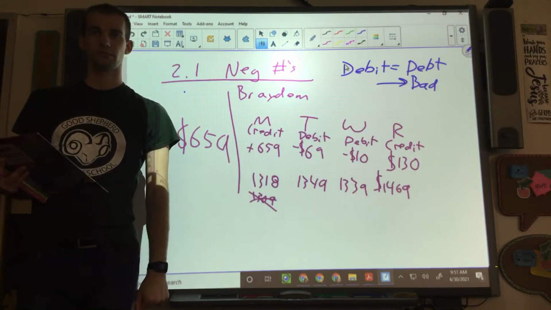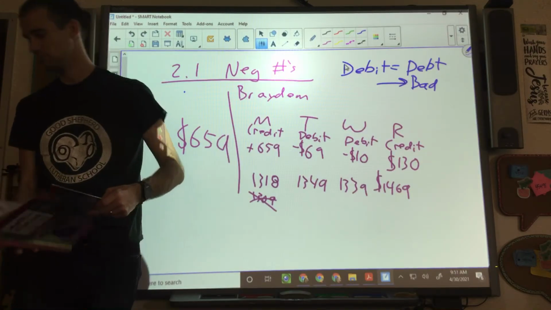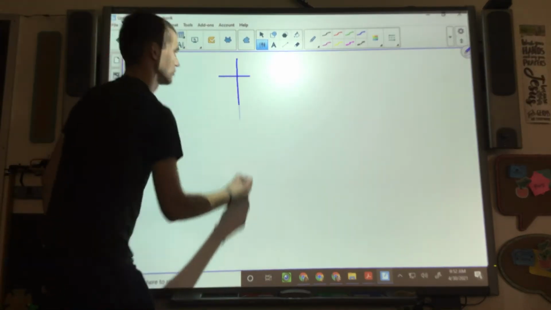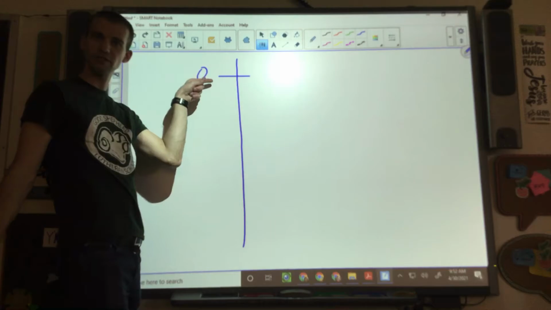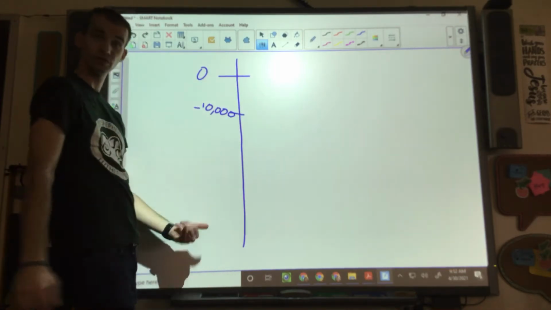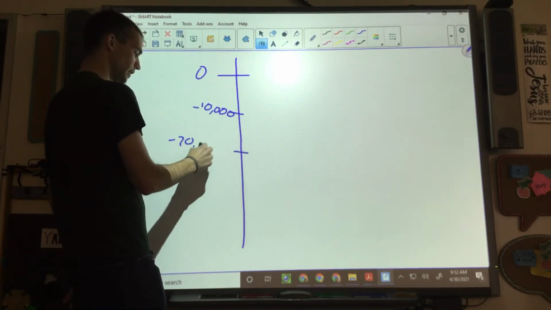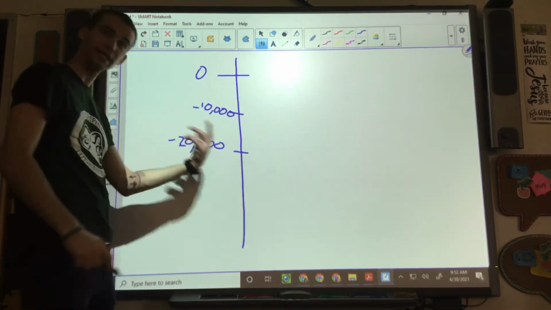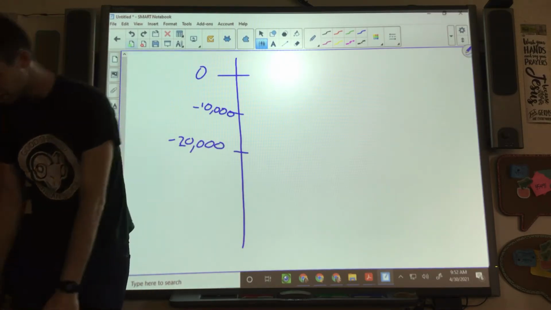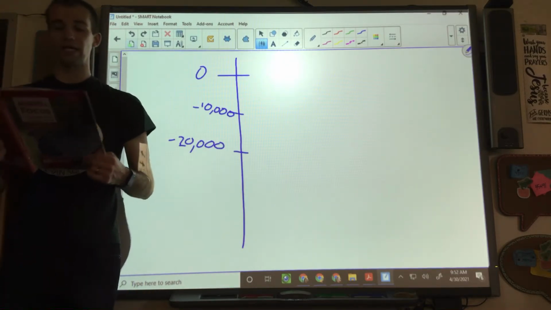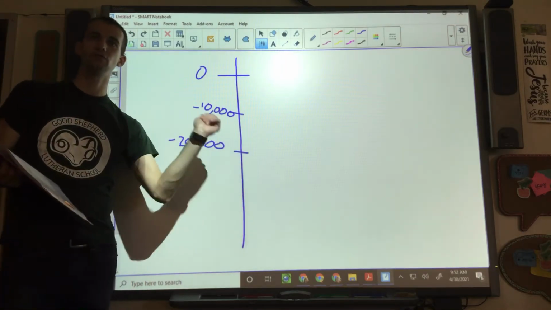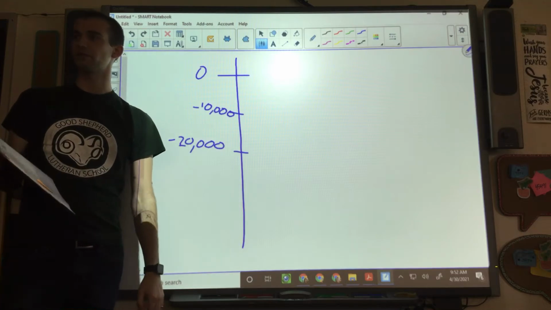How is it negative? Because it's below sea level. Think about it in terms of, let's say this is sea level. Negative 10,000 feet, so it's 10,000 feet below sea level. Negative 20,000 feet, so it's 20,000 feet below sea level. So when it says 29,035 feet below sea level, then you need to say negative 29,035 feet.